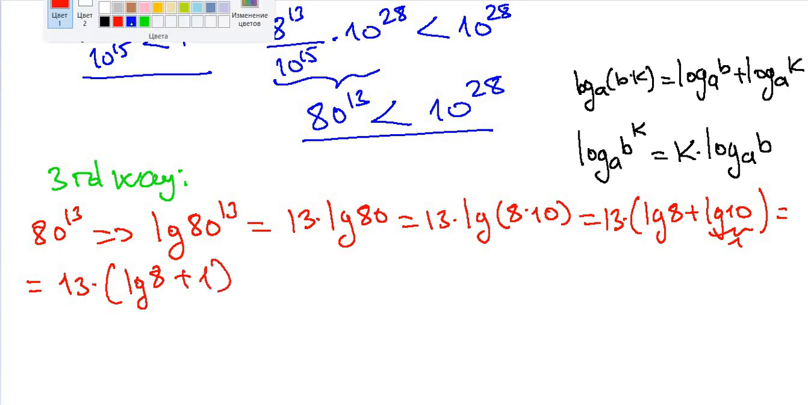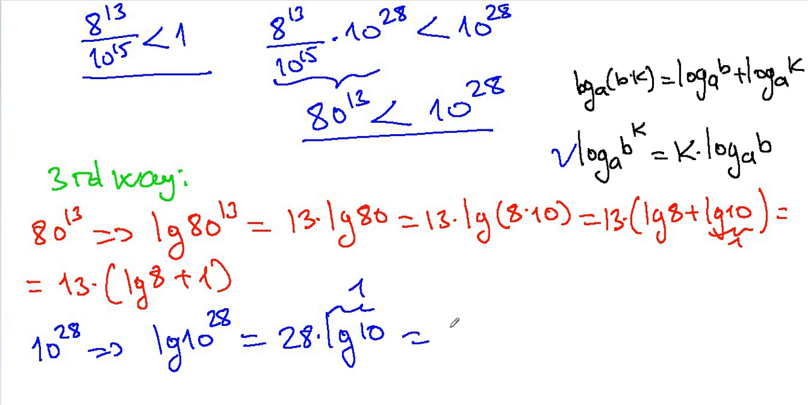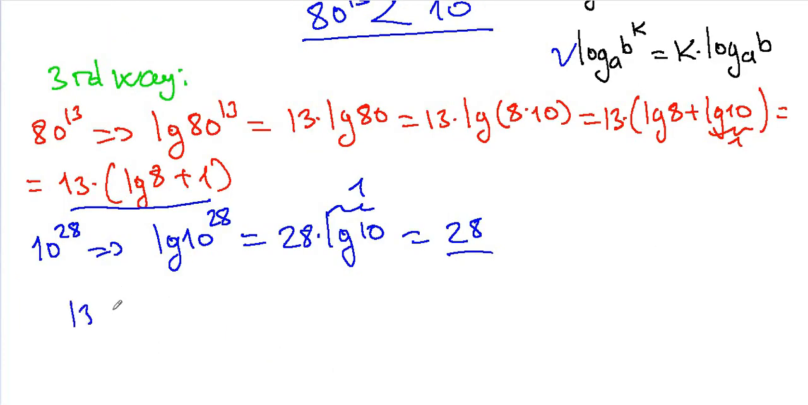So let me now take the logarithm of the second number, and as you remember the second number was 10 to the power of 28, and if we take the logarithm, then the logarithm of 10 to the power of 28, and by using this formula I'll get 28 times the logarithm of 10. And we see that since the base of this logarithm is 10, therefore this one is 1, so this is going to be equal to 28. Now we have to compare this number with this. So let me write here: 13 times the logarithm of 8 plus 1, and 28.